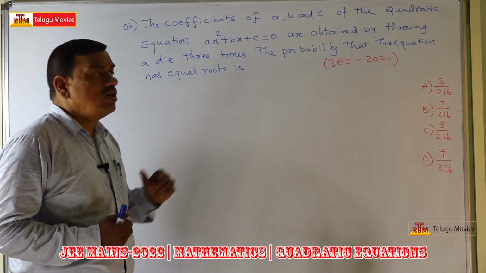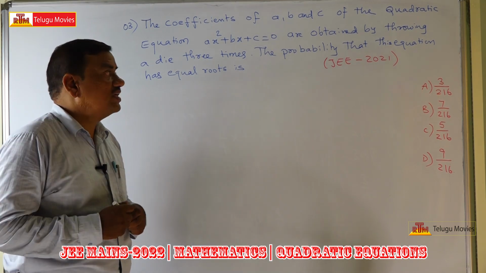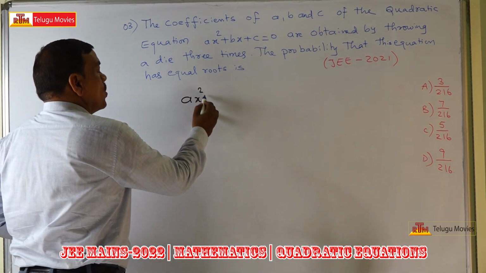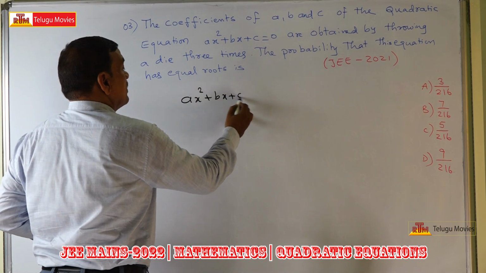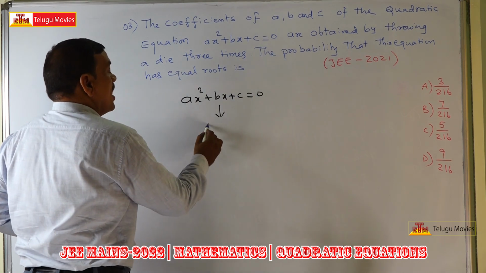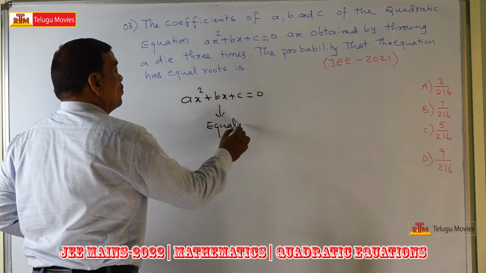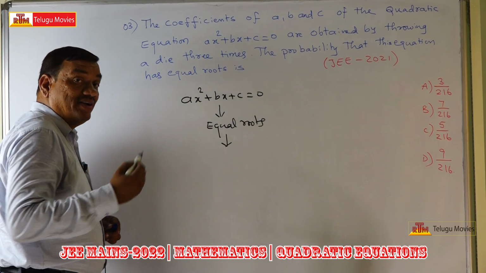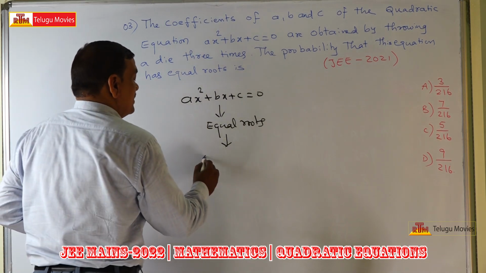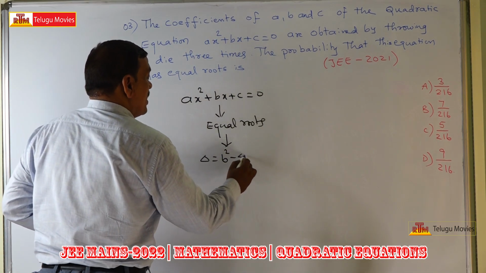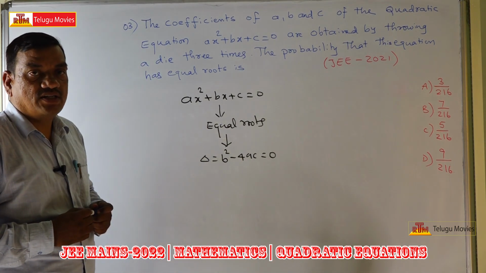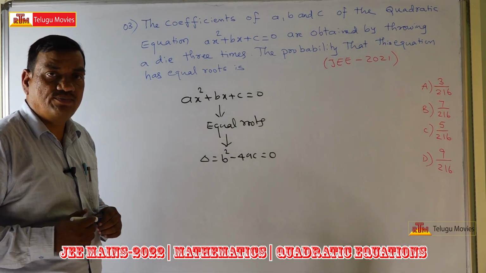Okay. So to solve this problem, the first thing you have to know is that the quadratic equation ax square plus bx plus c has equal roots. When will it have equal roots? When its discriminant, that is delta, b square minus 4ac, is equal to 0. B square minus 4ac is equal to 0. This is the first concept you should know.